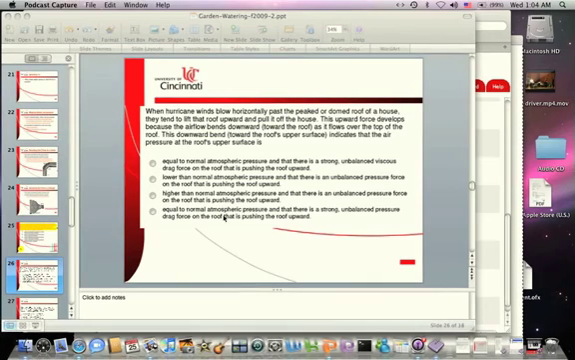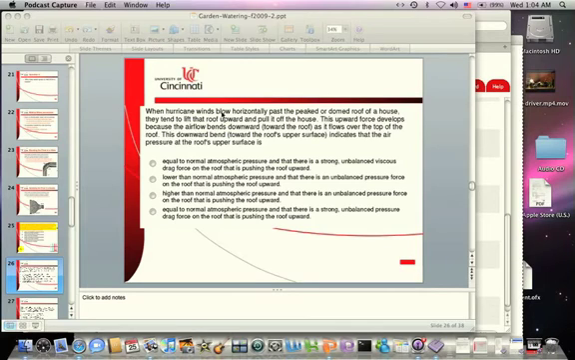So now we get to the fourth part of the lecture. And the questions that you just went through, hopefully, deal with what happens when you have wind that is accelerating. One case is here. When hurricane winds blow horizontally past the peaked or domed roof of a house, they tend to lift that roof upward and pull it off the house.